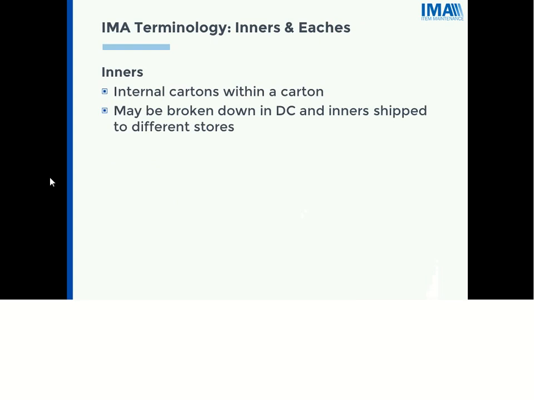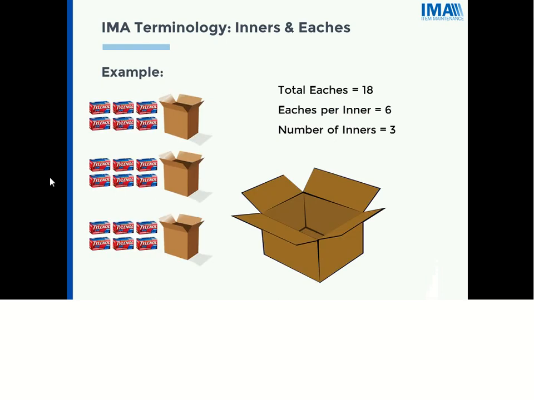So, inners and eaches. Inners are internal cartons within a carton. These may be broken down in a DC, and then the inners shipped to a different store. So in this example, you have your large carton here, and then these are all inners, these smaller cartons, and then these are your eaches. In this case, I think it's Tylenol. So your total eaches would be the total number of Tylenols, and there's 18. Eaches per inner, there's 6 Tylenol going into each inner, and then the number of inners, there's 3 of them.